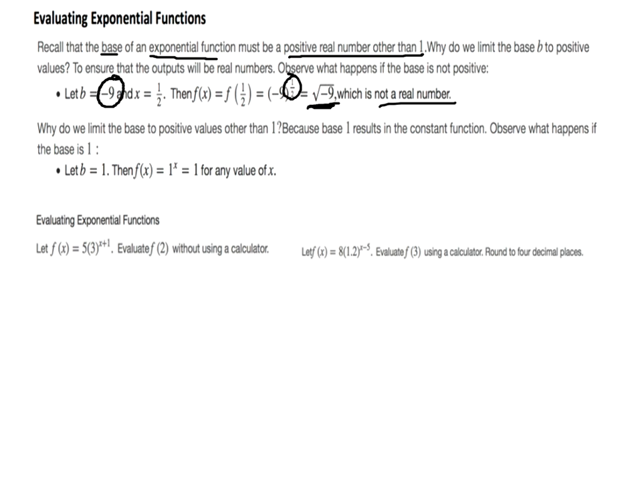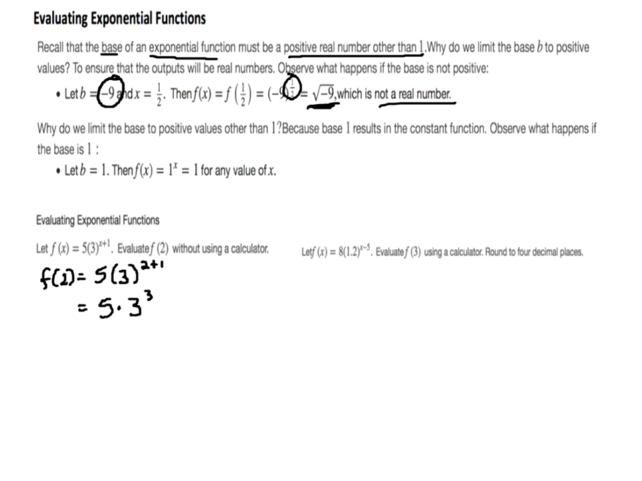Okay, so our next task is to evaluate an exponential function without using a calculator. So we're going to do a little bit of hand math here. We want to evaluate this function at 2. So I'm just going to plug in 2 wherever I see x, so 2 plus 1. And this is 5 times 3 cubed.